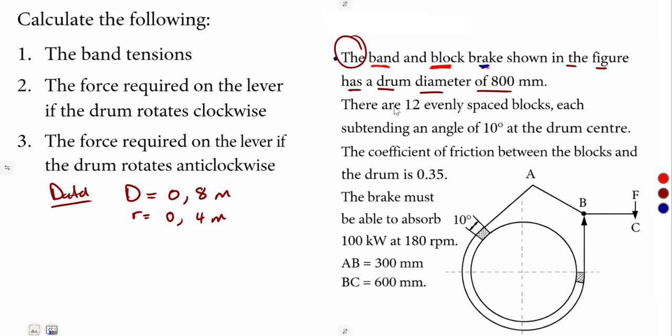So they're saying here there are 12 evenly spaced blocks. So the blocks that we're given, they are 12 of them, the number of blocks, the wooden blocks that will be given. And also each subtending an angle of 10 degrees at the drum center. Each.